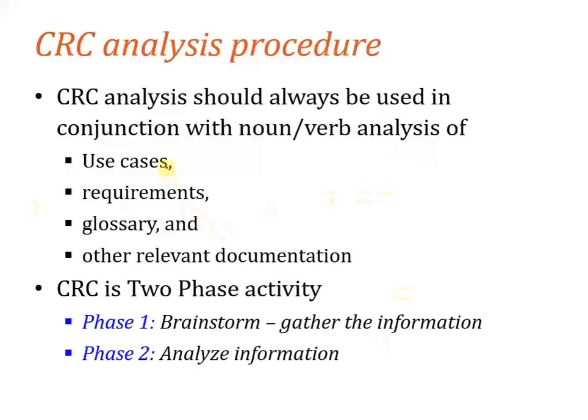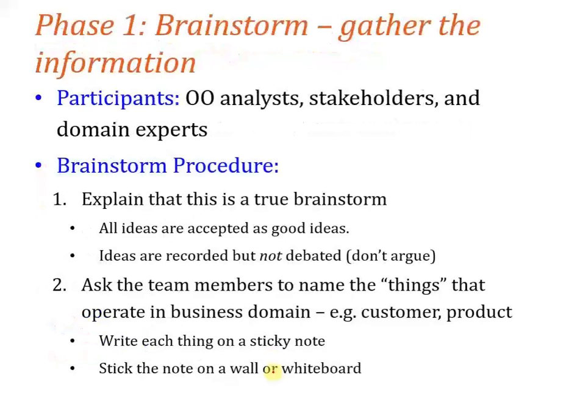Here we go for the CRC analysis procedure. The input for this will be use cases, requirements, glossary and other relevant information. CRC is actually a 2-phase activity. In phase 1, we will be brainstorming and gathering the information, and in phase 2, we'll go for analyzing the information. First we start with phase 1. The participants of phase 1 will be the object-oriented analyst, stakeholders and domain expert. Stakeholders will be customers, project manager and project developer, etc. Then in the brainstorming procedure, the first step is that we need to explain the overall content of the project.